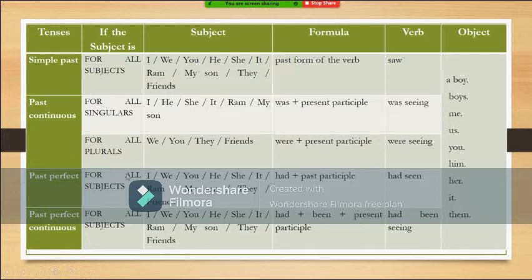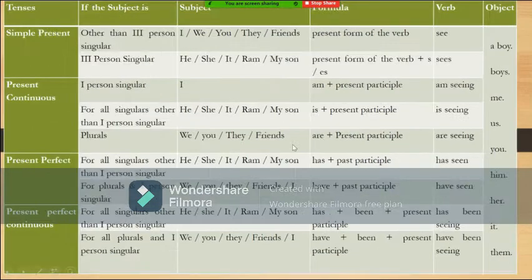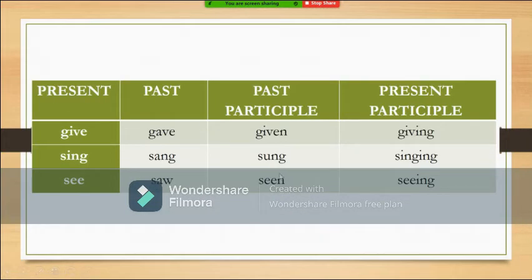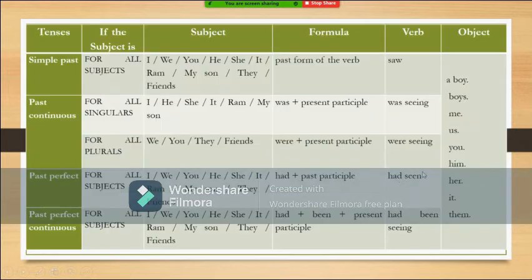Now, let us come to the past perfect tense. Here, whenever I say perfect, immediately you must think of the past participle form. What is the past participle form for see? Seen. It indicates perfect tense for all subjects, whether singular or plural, first person, second person or third person. For all subjects, we use had. Had indicates past in perfect tenses.